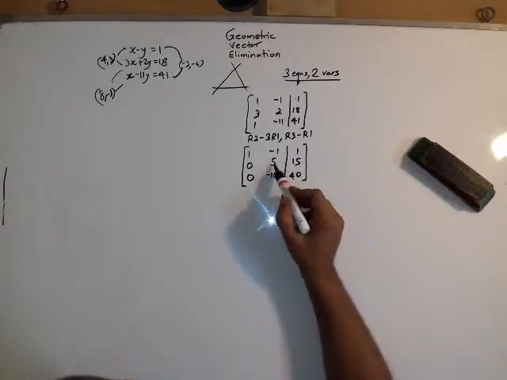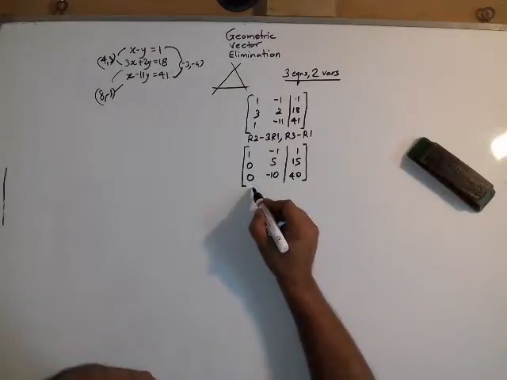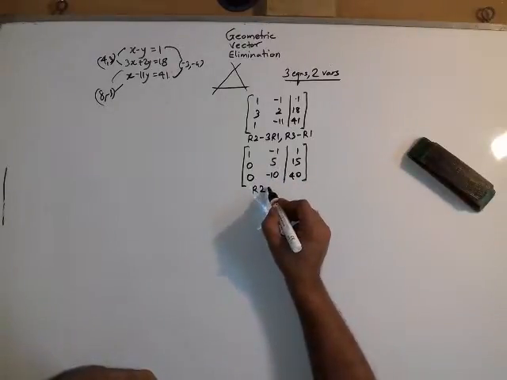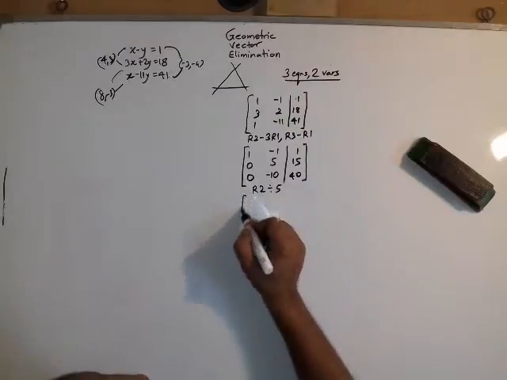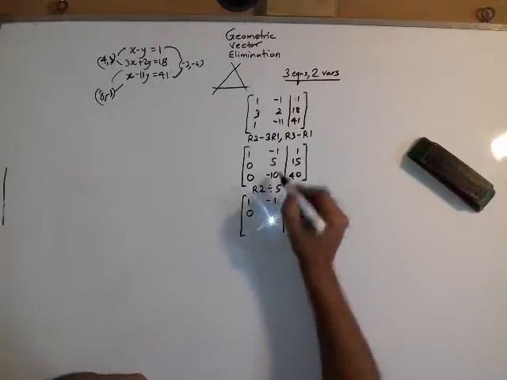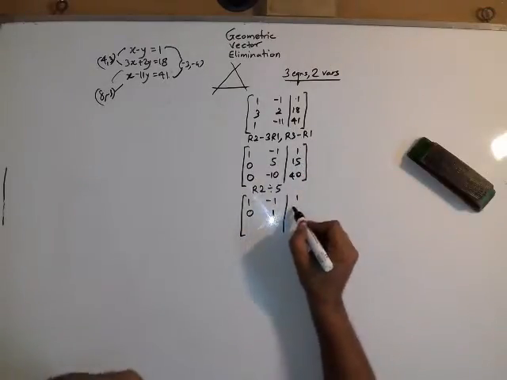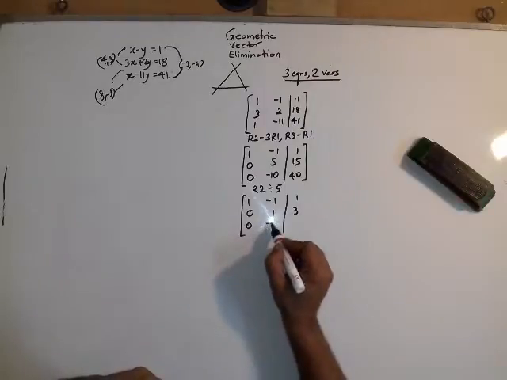I want to make this pivot, this is the second pivot, equal to 1. So I do R2 divided by 5, and that gives me the first row stays as is. The second one, this gets divided by 5 to give 1, this gets divided by 5 to give me 3. We didn't do anything out here.